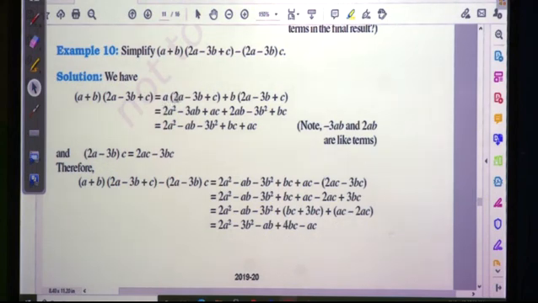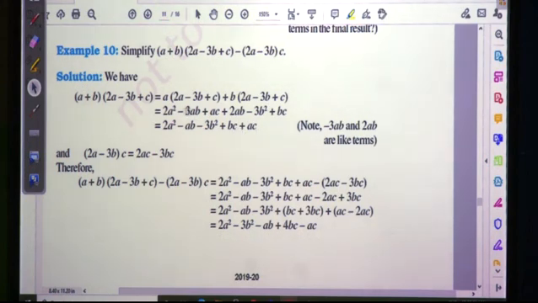This becomes 2a square, because 2a into a is 2a square; plus into minus is minus, a into 3b is minus 3ab; plus into plus is plus, a into c is ac; plus a into b, that is the second part, plus into plus is plus, b into 2a is 2ab; plus into minus is minus, b into 3b is 3b square, minus 3b square; plus into plus is plus bc. So 2a square minus ab minus 3b square plus bc plus ac.